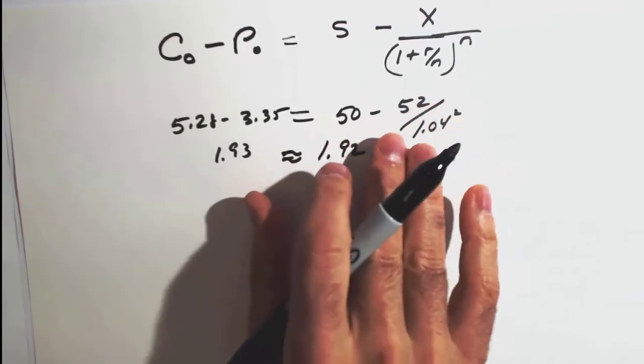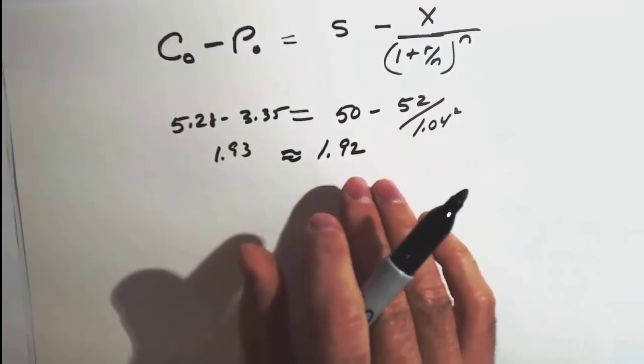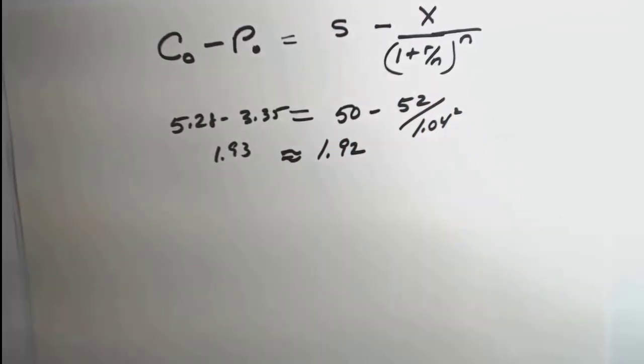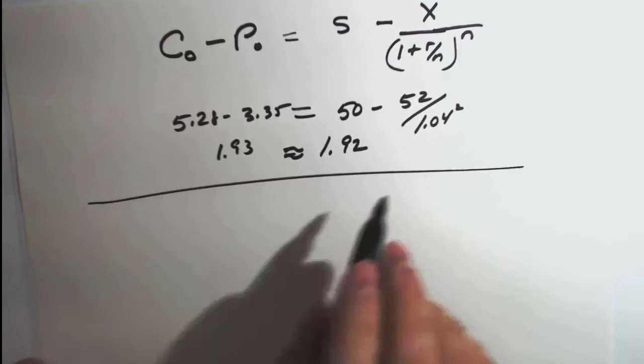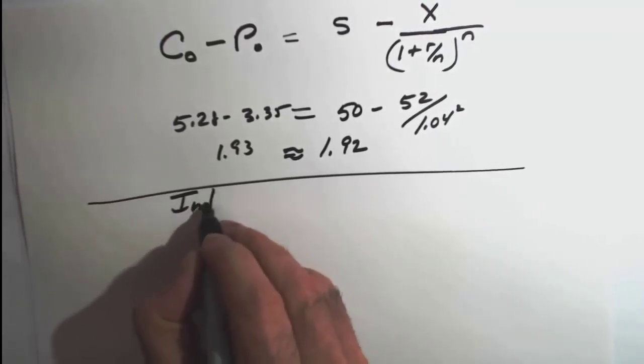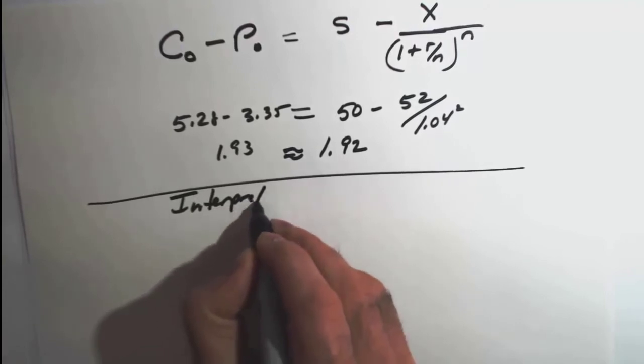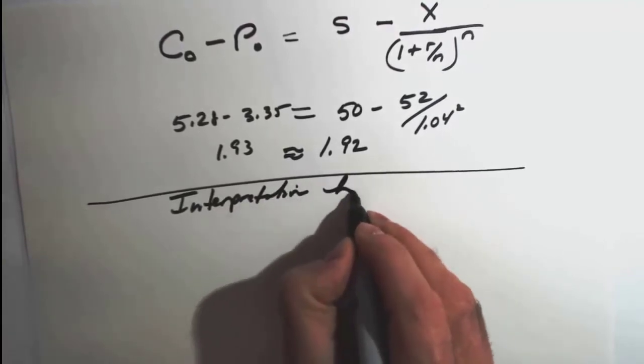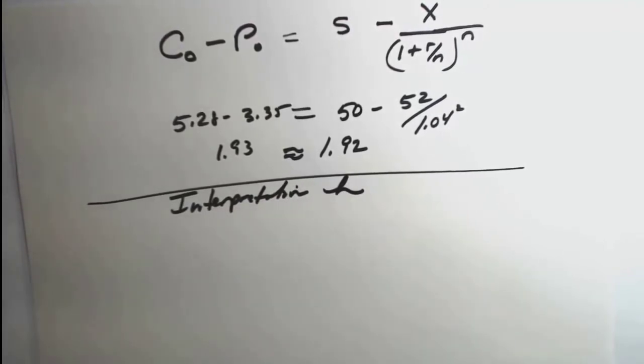Amazing because we can check our work in that way. It is a really nice way to check things. Now, let's go further. Let's do an interpretation of H. There are 3 ways to interpret H.